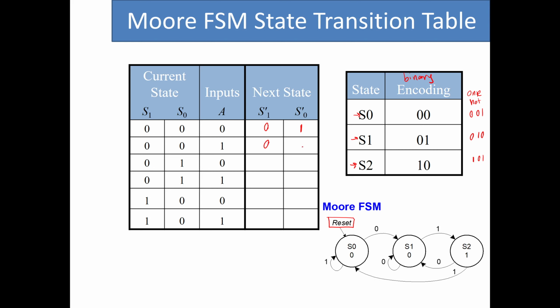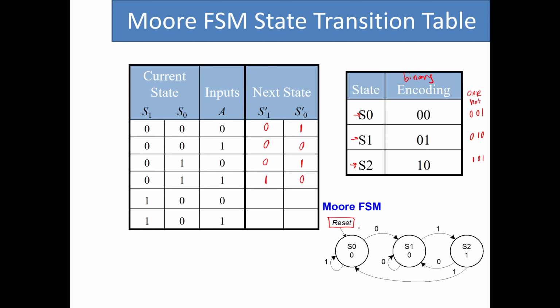So 0, 0. We are at the state 1. The input is 0. We stay at the state 1. So 0, 1. We are at the state 1. The input is 1. We go to a state 2. So 0, 1, the input 1, we go to a state 2.